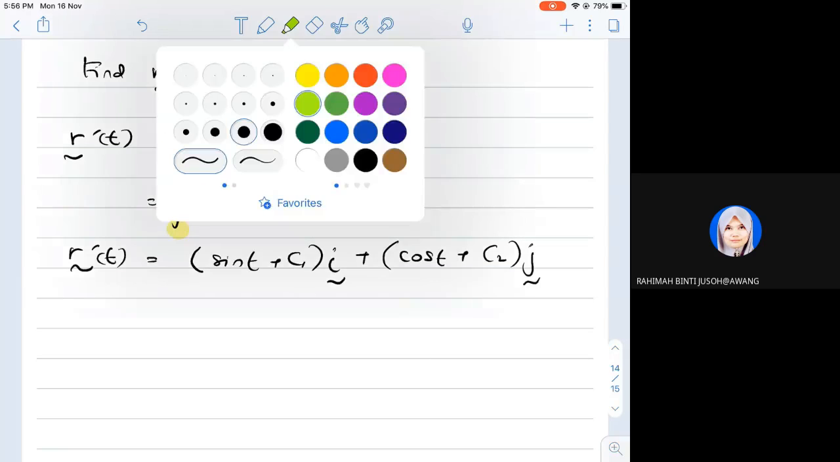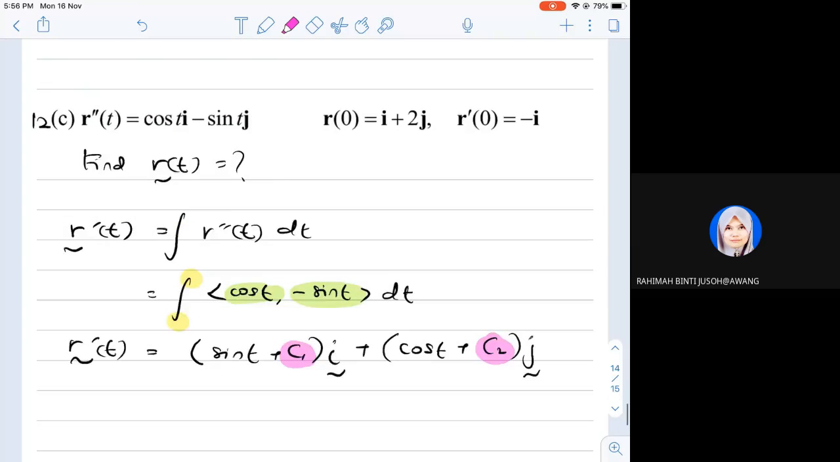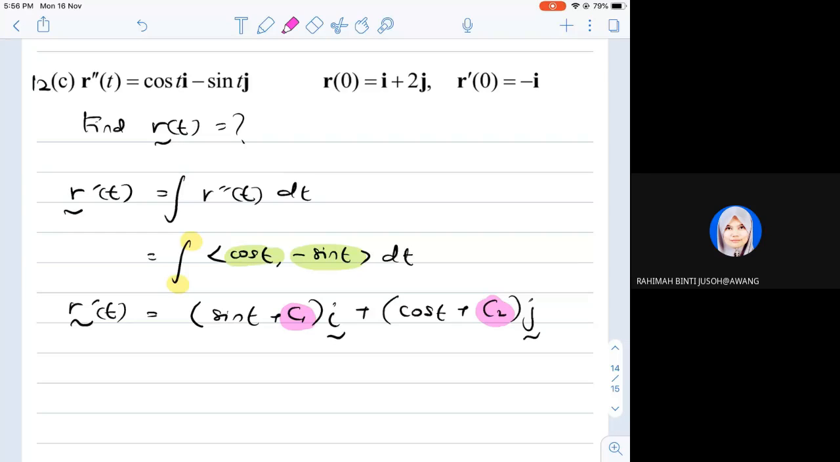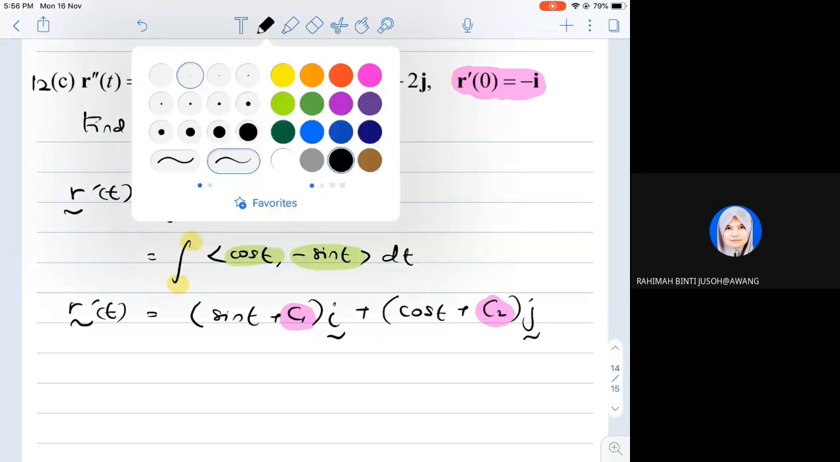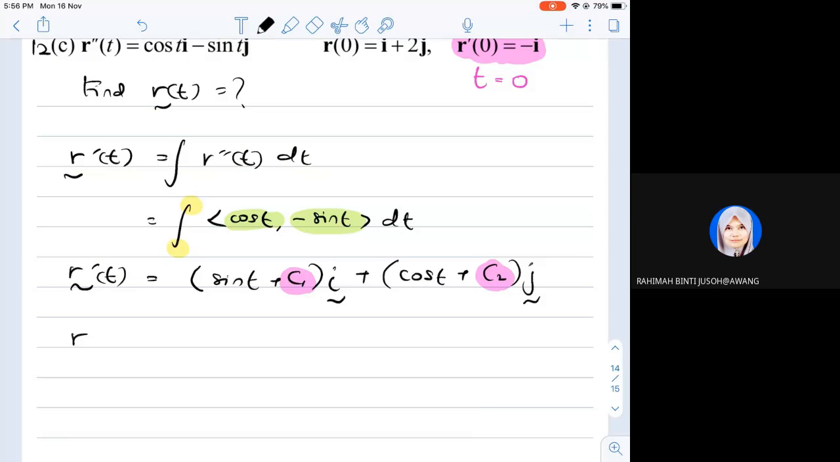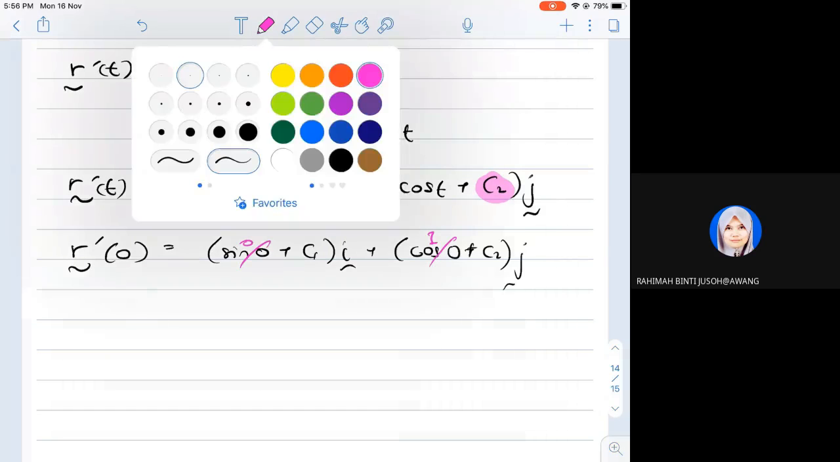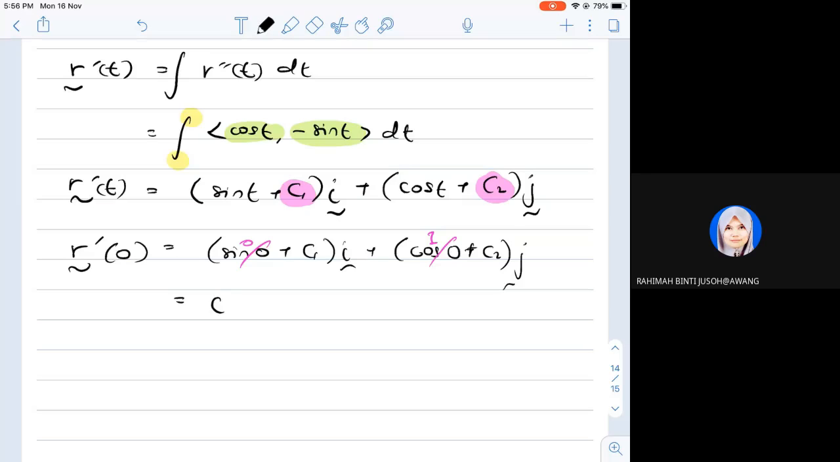Okay, right now we need to find what are the values of C1 dengan C2. In order to find the C1 and C2, we need to use the given condition. Here the given condition for R prime 0 equals to negative 1. So in this case, we need to substitute T equals to 0 in our R prime kat sini. Kita kena gantikan R prime T tu dengan 0. So we will have sin 0 plus C1i plus cos 0 plus C2j. Macam tu. Okay, so again sin 0 is 0, cos 0 is 1. So we will have R prime 0 equals to C1i plus 1 plus C2j.